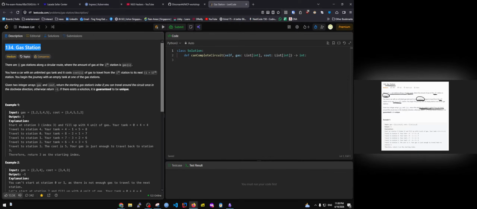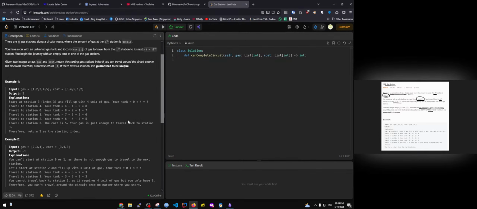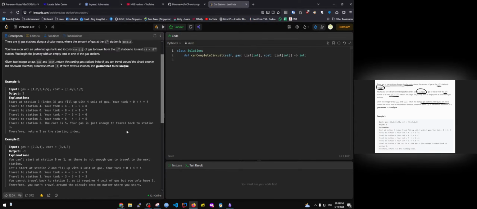And if that's not possible, which possibly could be the case, right? In that case, we're going to return -1 because there is no valid index. But if there does exist a solution, it's guaranteed to be unique. So that's good for us. We don't have to worry about multiple solutions. So this problem is best understood with an example, so let's look at the given example.